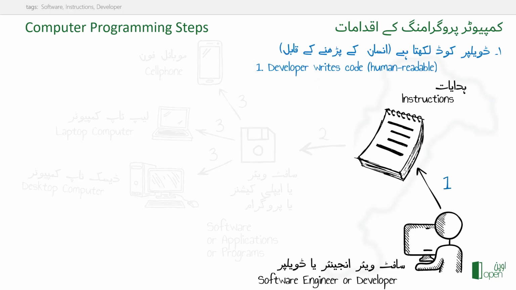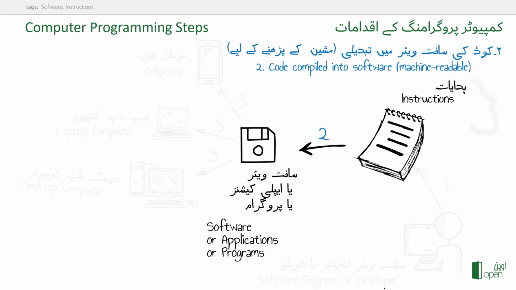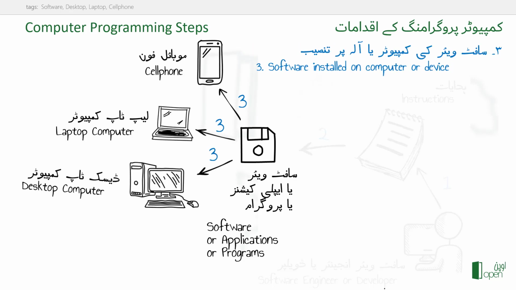To reiterate, step 1 involves the developer writing human-readable source code in a programming language. The second step is when source code is compiled or translated into software or a program which is machine-readable. The third or last step includes the generated software or program being deployed or installed on a computer or device.